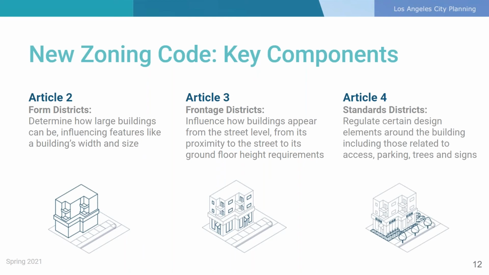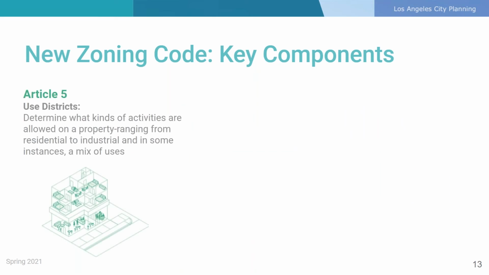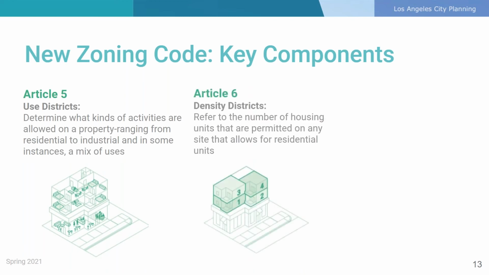Standards districts regulate certain design elements around the building, including those related to access, parking, trees, and signs. Article 5 contains use districts that determine what kinds of activities are allowed on a property, ranging from residential to industrial and, in many instances, a mix of uses. And Article 6, density districts, indicate the number of housing units that are permitted on any site that allows for residential units.